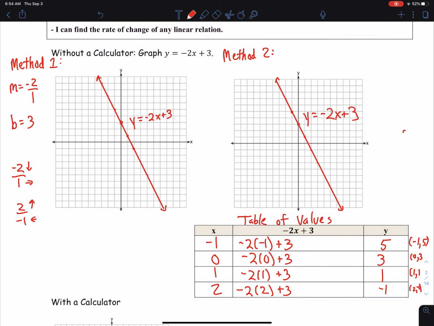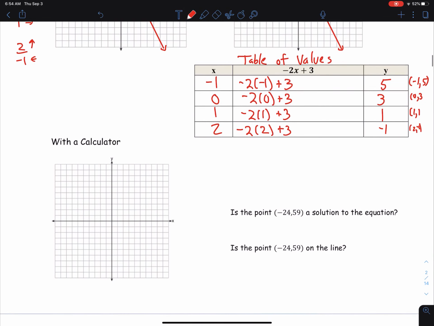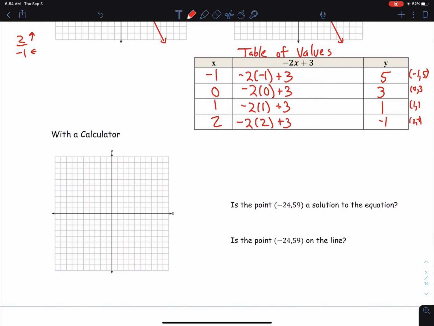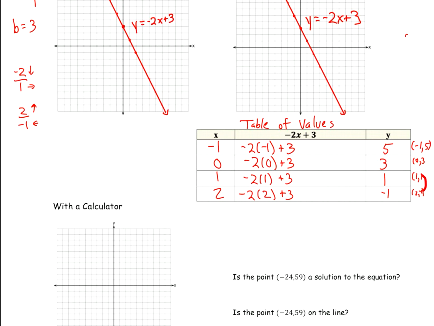And that's your line. So this method 2 is a method your calculator does, but it does it a lot quicker and gives you every single possible point. So let's go to the calculator and get our table of values that way. Before we do the calculator, just take a quick look at the two graphs we just graphed. Notice they're the same exact line. It doesn't matter which method we choose, we're always going to get the same line.